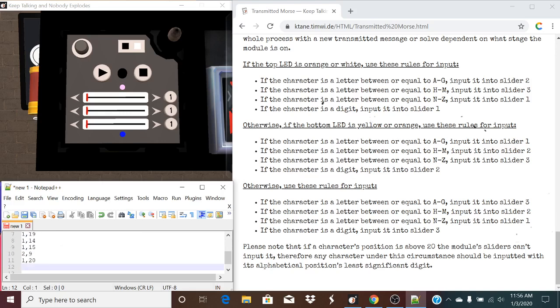Alpha is going to be slider 3, that's going to be 1. Uniform is in slider 1, that's going to be a 1, because its position is 21. Quebec is going to be slider 1, that's going to be 17. And finally, Echo is going to be slider 3, 5. So let's input this. Slider 1 is a 4. Slider 1 is a 19.